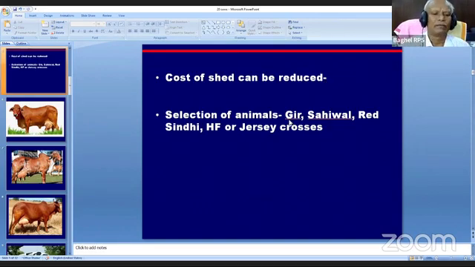The most important parameter for the profitability of a dairy is the selection of the animals. The animals should be good yielders with good health. Our indigenous animals, Gir, Sahiwal and Red Sindhi, can be very good, and among crosses, Holstein Friesian or Jersey crosses. One should try to select and purchase these animals after proper judging.